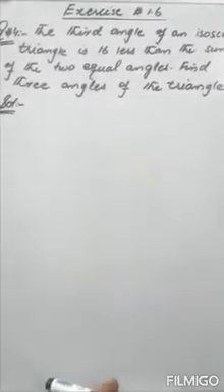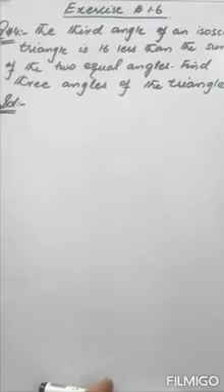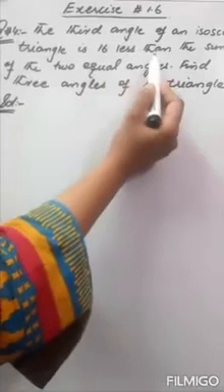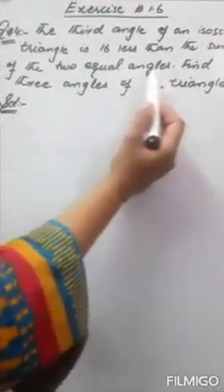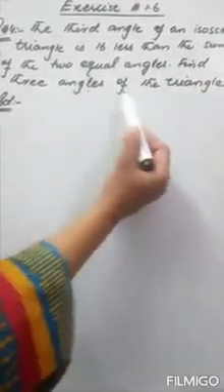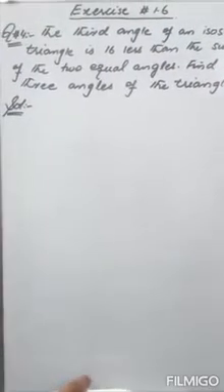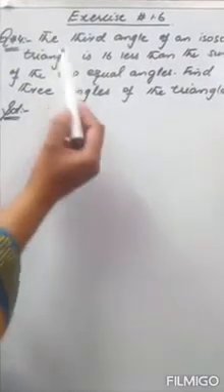Okay, now question number 4. The third angle of an isosceles triangle is 16 less than the sum of the two equal angles. Find the three angles of the triangle. Now these questions are about the triangle. First of all, you have to check which type of triangle this is.